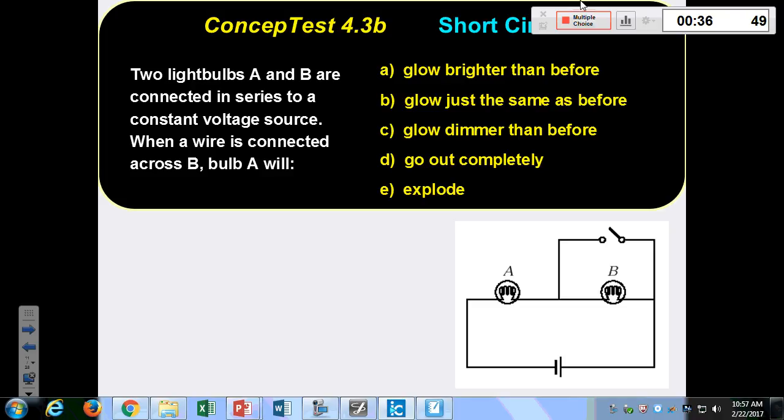You see quite a few of these questions on the test where I don't ask you to do calculations, but I ask you to think about what happens in the circuit, or think about what happens to the current or the voltage in the circuit. Let's stop at 55.